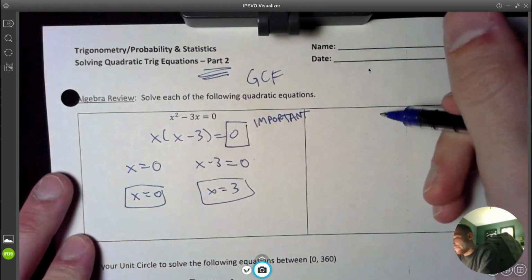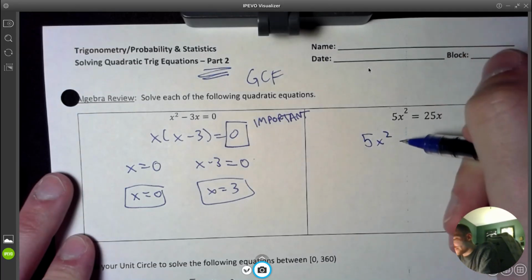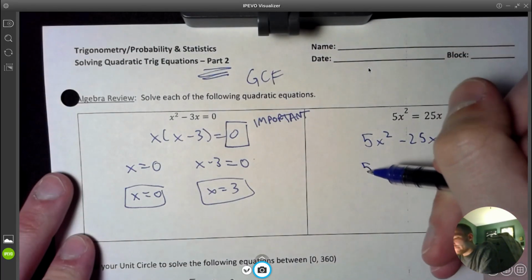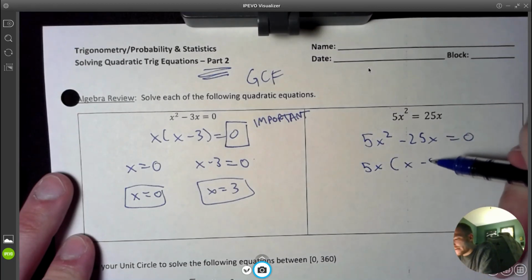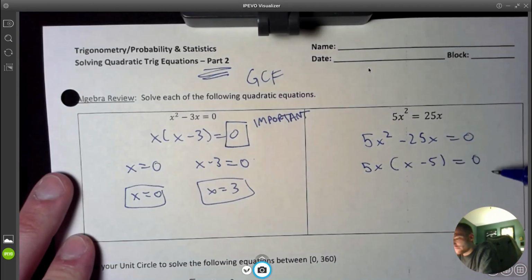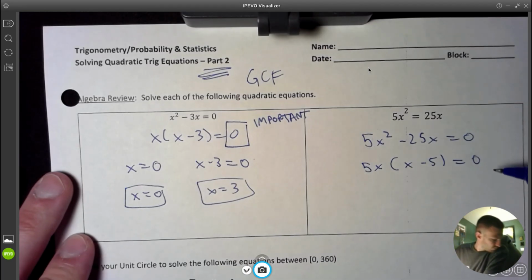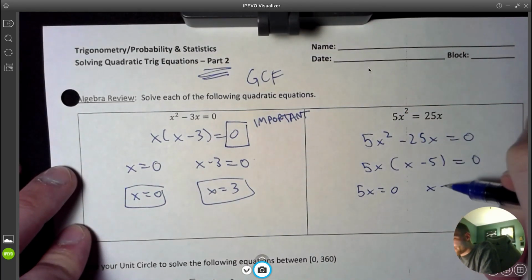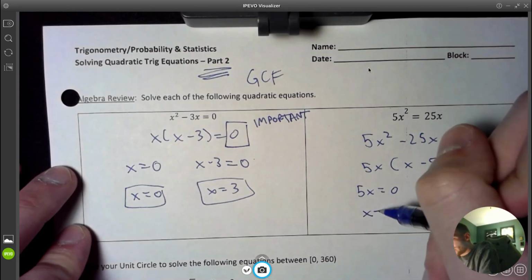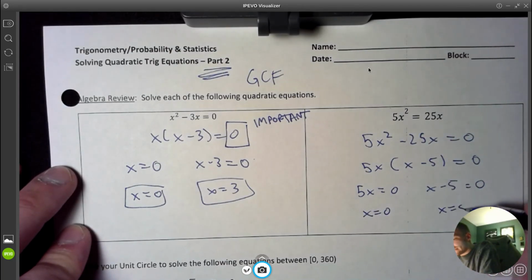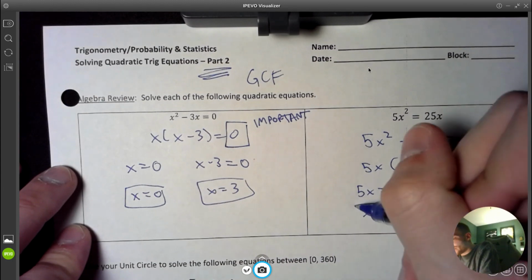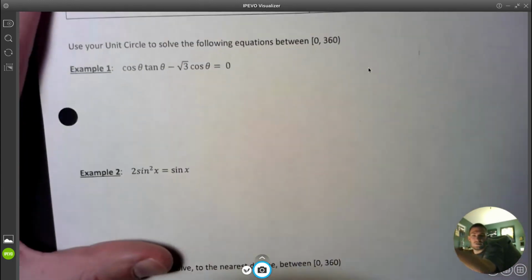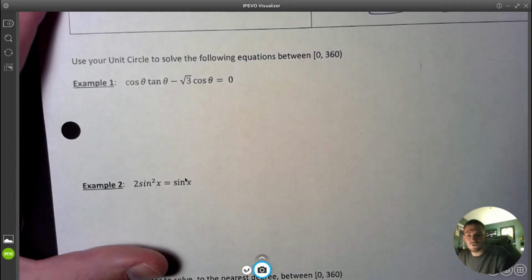Over here, everything on one side, please. 5x squared minus 25x equals 0. GCF. This time I can take out a 5 as well. Okay, I'm going to go ahead and set these equal to 0. X equals 0 by dividing, x equals 5 by addition. There's my two answers. So we're going to be doing a very similar process down here with trig questions.